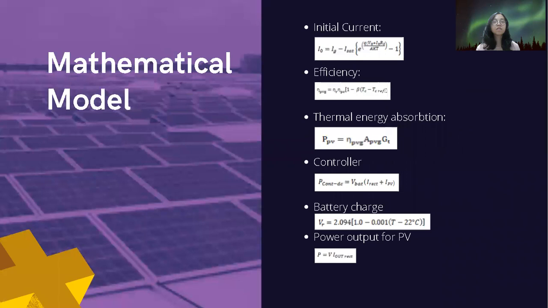Okay, so here is the mathematical model for this paper. As I said before, we have to find the initial current first, and then after we find the initial current, we can find the efficiency, then the thermal energy absorption, and then the power from the controller, and then the battery charge, and then lastly, the power output for the PV after we have already calculated all the other variables.